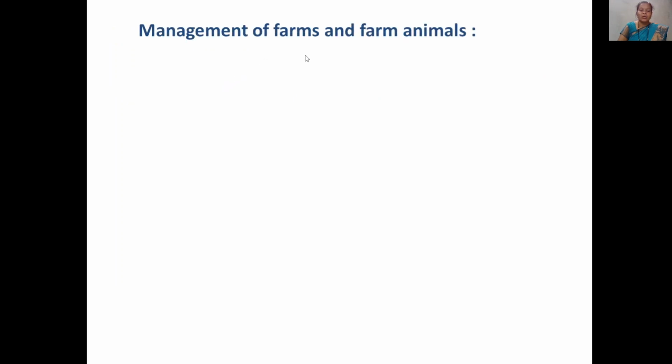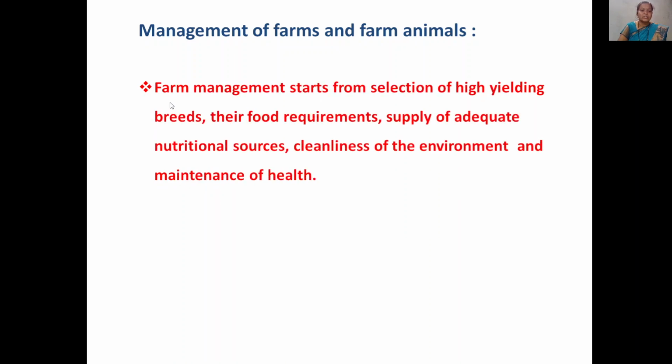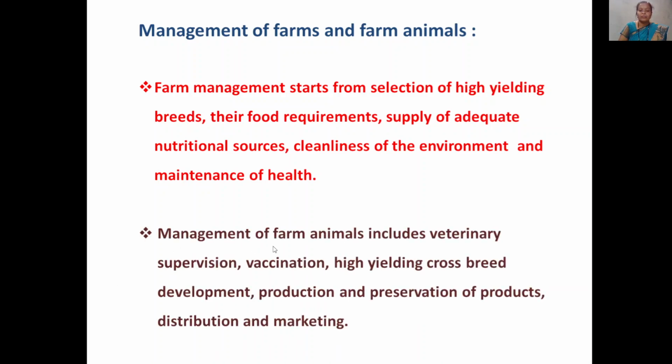Here, management of farms and farm animals. We are familiar with farms and farm animals. See here, farm management starts from selection of high-yielding breeds, their food requirements, supply of adequate nutritional sources, cleanliness of the environment, and maintenance of health. Management of farm animals includes veterinary supervision, vaccination, high-yielding crossbreed development, production and preservation of products, distribution and marketing. Go to the next slide.